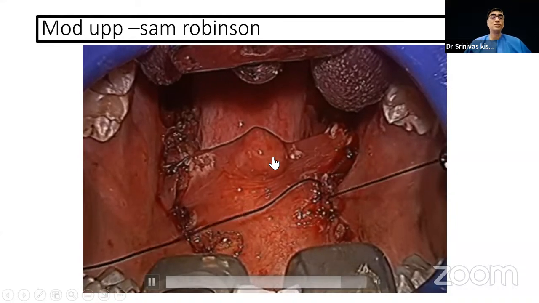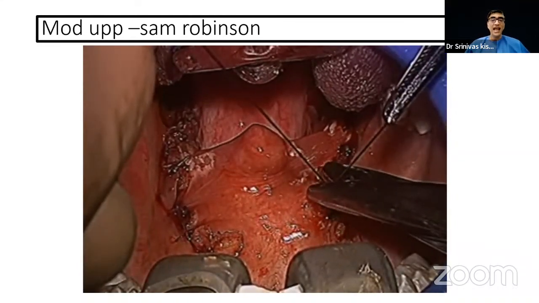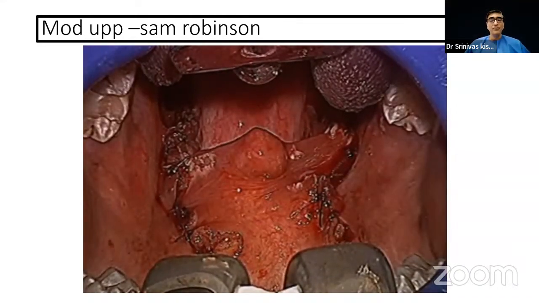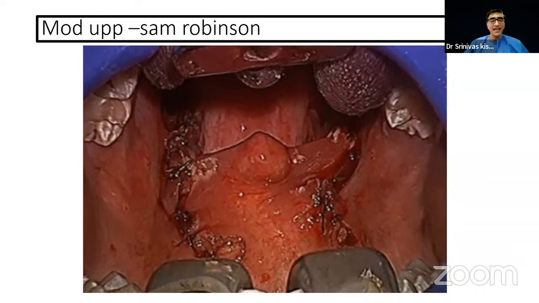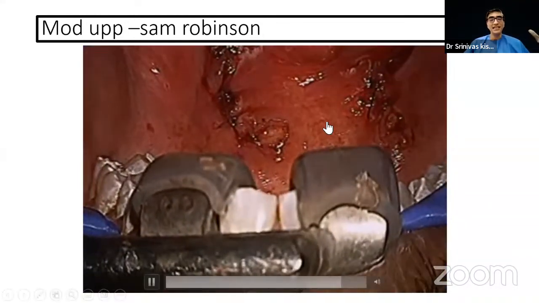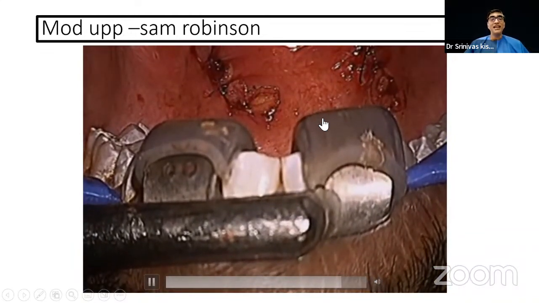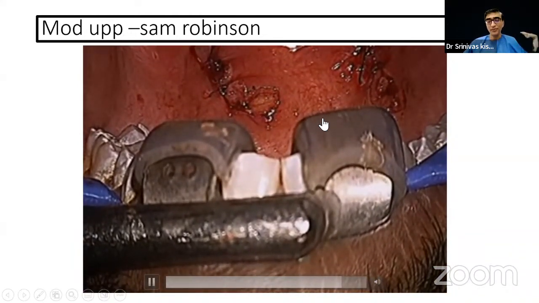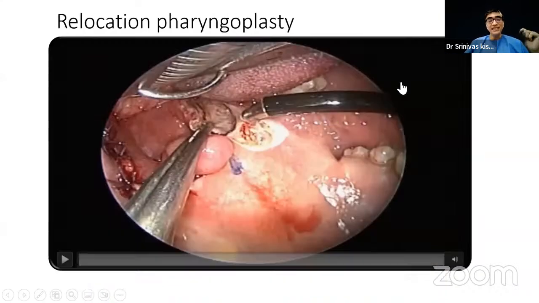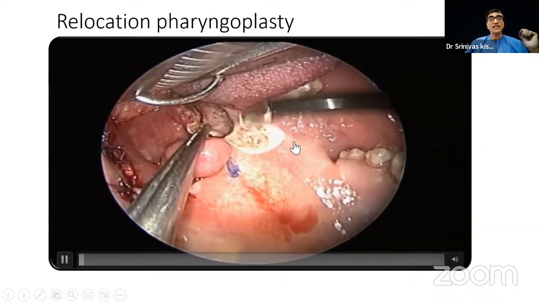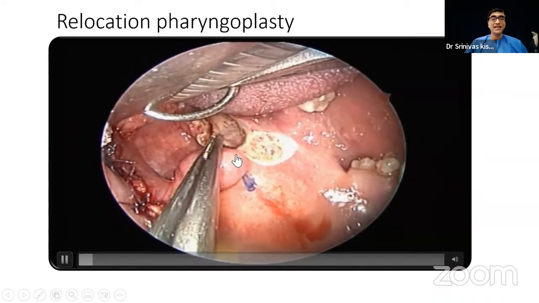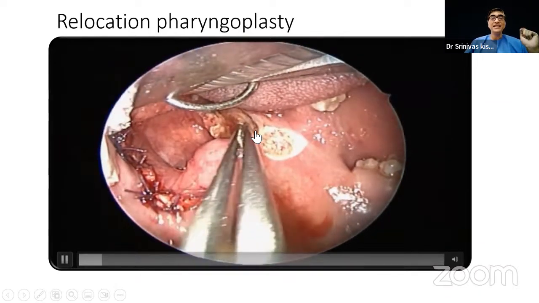So when do you do a Sam Robinson, as opposed to a procedure which is more delicate? When you have a very thick palate is when you choose the modified Sam Robinson. Now there is another procedure called relocation pharyngoplasty. The procedure is very, very similar.